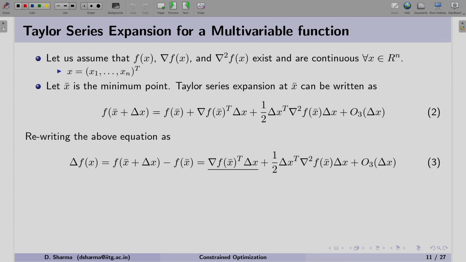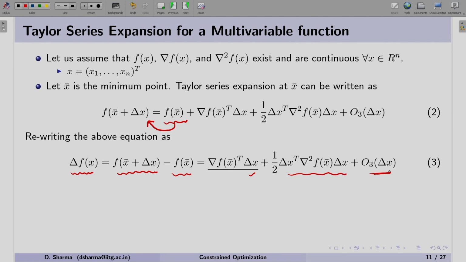Now if we rewrite equation 2, we take the term on the right-hand side to the left-hand side. Looking at equation 3, we have delta f of x, which is f of x bar plus delta x minus f of x bar. Then we have the rest of the terms as per equation 2: the first term, the second term, and the rest of the terms here.